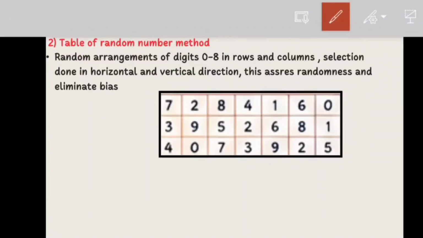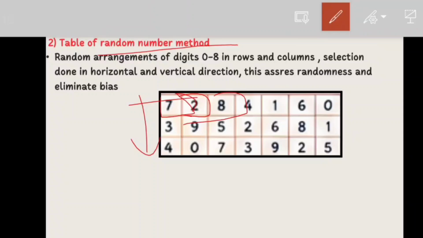So another method of simple random sampling is the random number table method. Here digits are arranged randomly in rows and columns. So these are the digits which are arranged. Selection can be made in the horizontal or vertical direction. So the purpose is to maintain randomness and reduce bias.